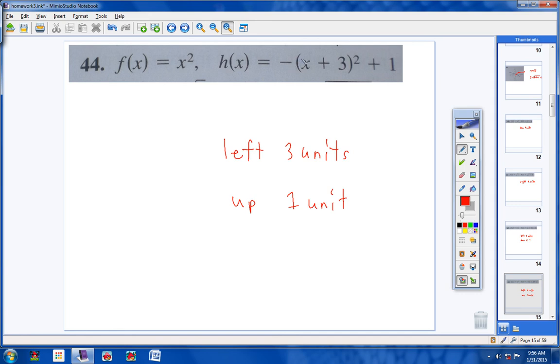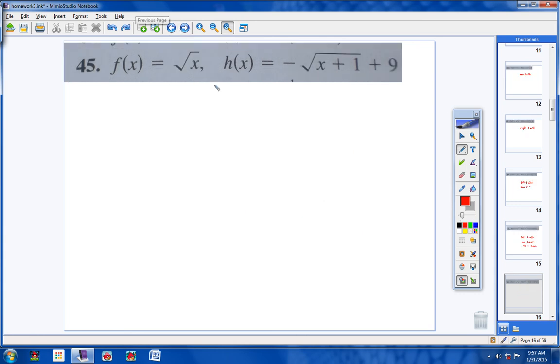Now you should have great notes on this, guys. Whenever the negative sign is not being applied directly to the x, that is a reflection in the x-axis. So we're going to say reflected or rotated in the x-axis. Okay? All right. If the negative sign was here, it'd be reflected or rotated in the y-axis. Okay, number 45. Here we go.